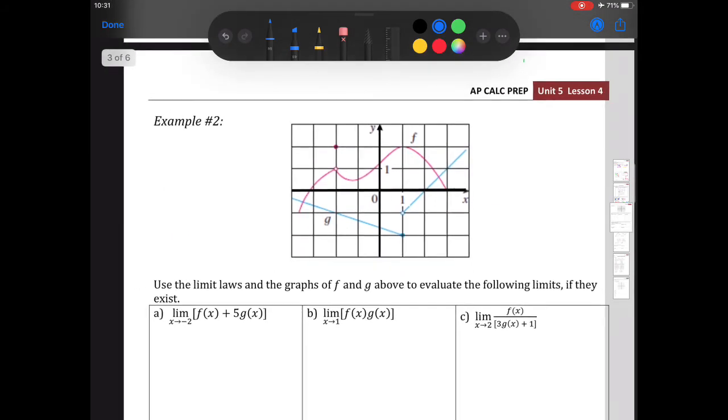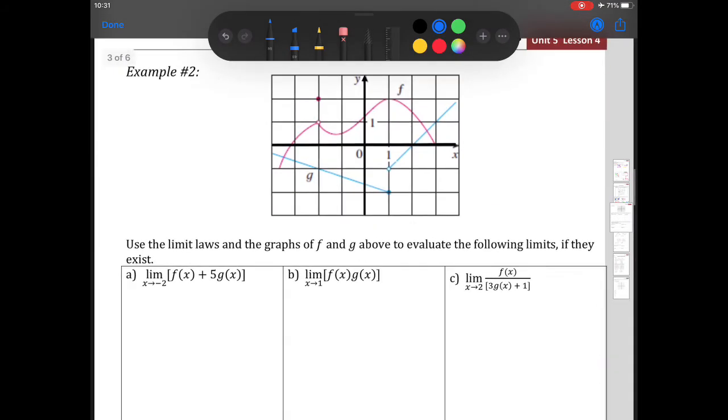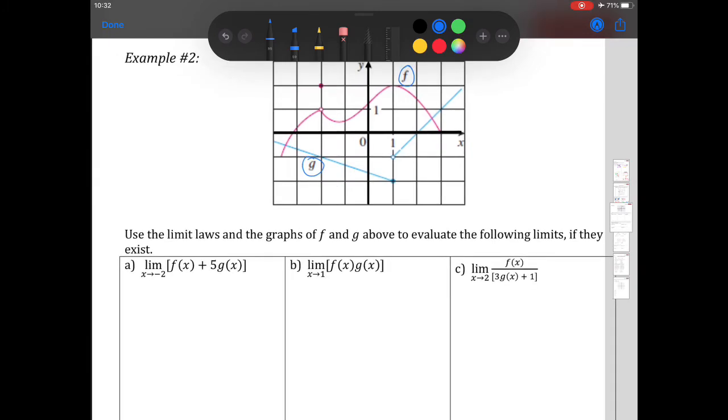So now let's do one with the graph in there. Okay. So now you are given two functions here. The f is the red one and the g is the blue one. I know on your paper it might not be clear, it's all black lines, but it says f right here and it says g right there. Okay, so let's start with the first one. I'm going to break it out. I'm going to rewrite it.